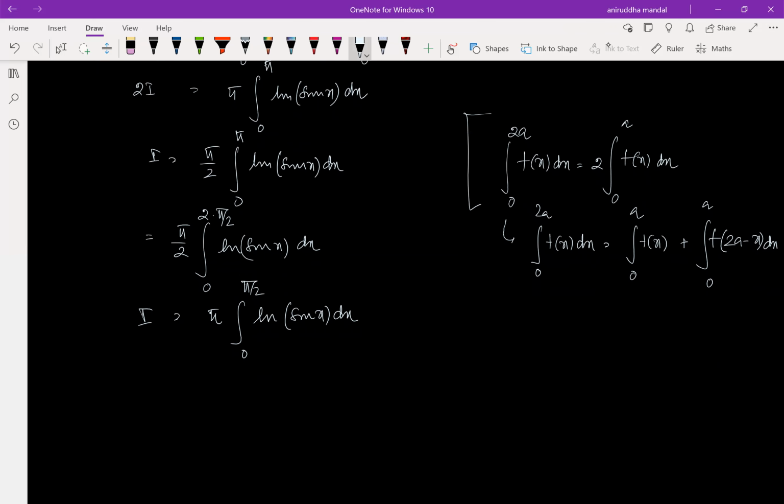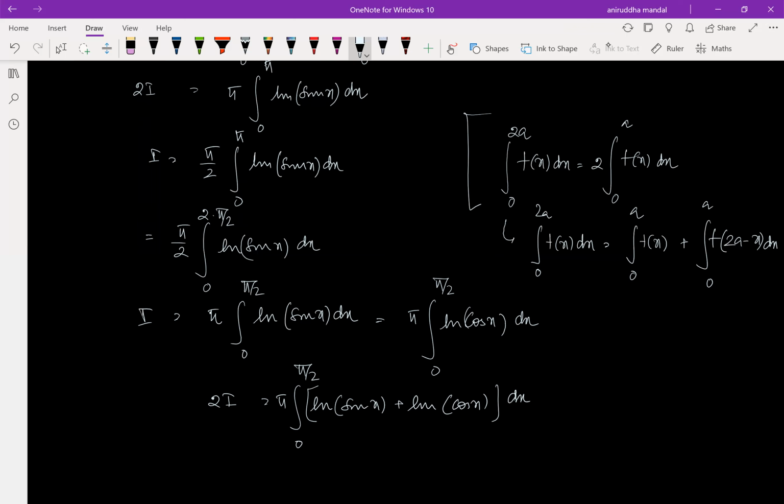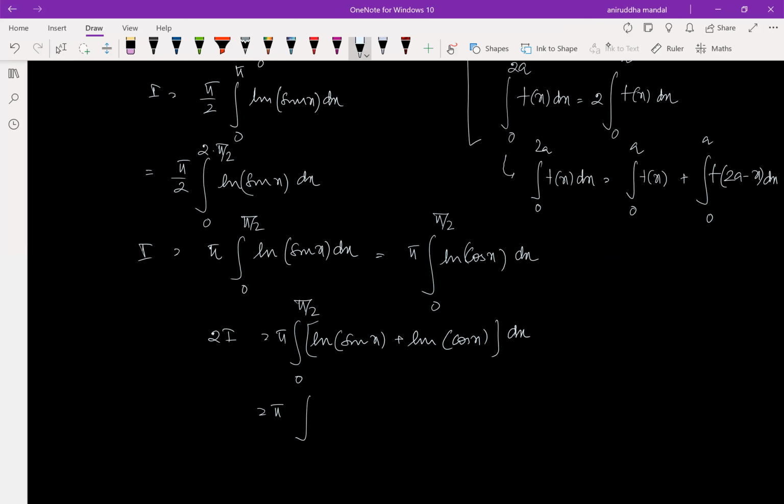Now we apply the King's rule. So this is 0 to pi by 2 ln sine of pi by 2 minus x, which means cos x dx. So what we can do is add these two, so this is 2I equals 0 to pi by 2 of ln of sine x plus ln of cos x. Okay, so apply the property of log. So this is ln of sine x into cos x.